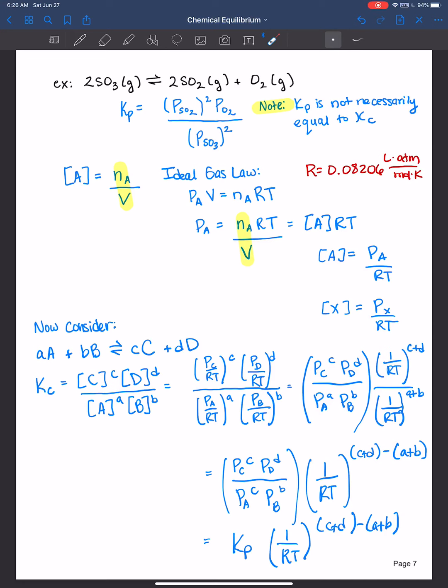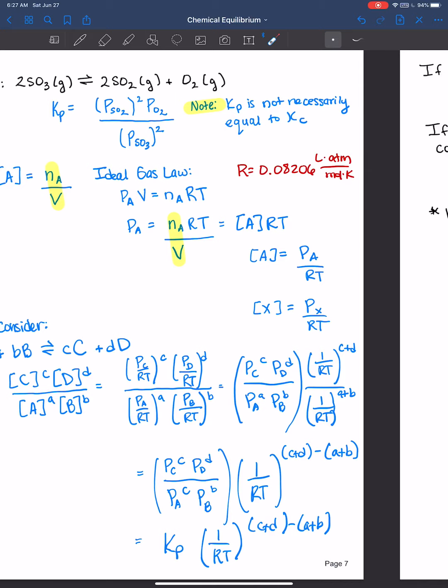And so you can see how we utilize the ideal gas law to illustrate the relationship between the partial pressure and the concentration of a gas. And then we utilize the equilibrium constant expression in terms of concentration, plugged in that relationship that we derived here, and then just simplified further, once again to illustrate the relationship between Kp and Kc. Well, we can simplify even more.